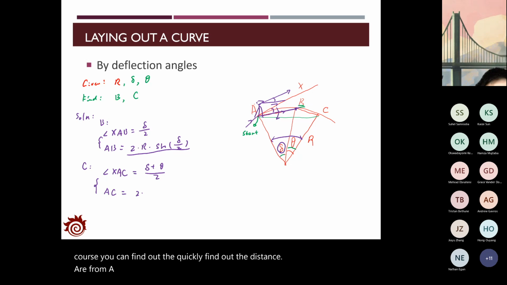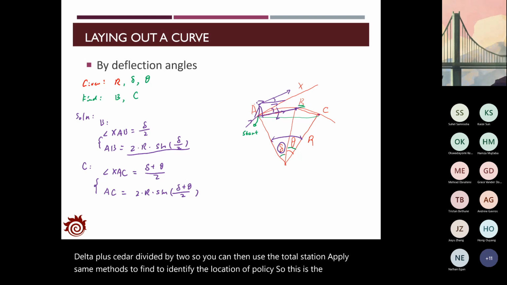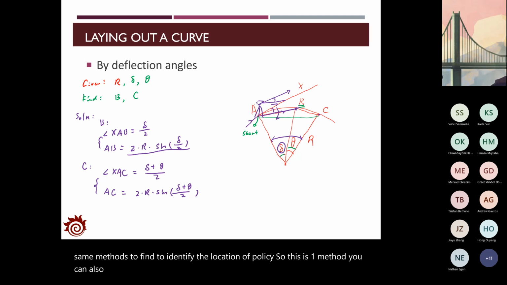That is 2 times r times sine of (delta plus theta) divided by 2. So you can then use the total station, apply the same method to identify the location of point C. So this is one method. You can also do another method to find out the location of point C.